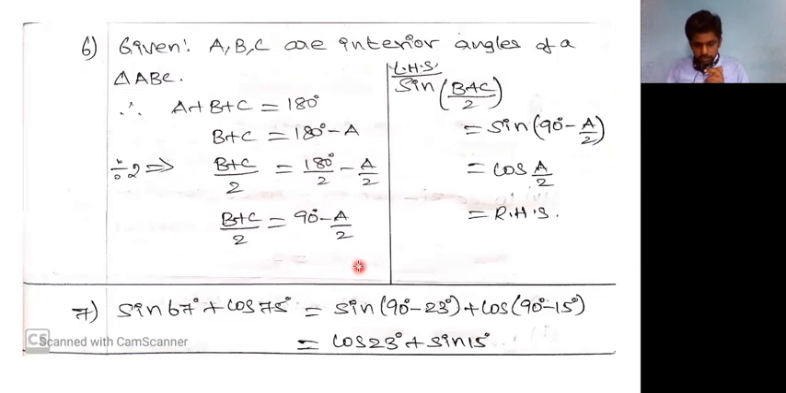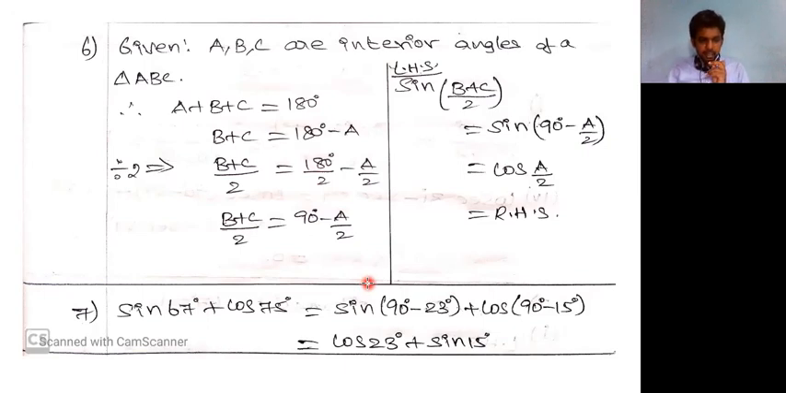Fourth and fifth sums, I want you to try on your own. Substitute the same way. If A plus B is equal to 90 degrees, take B is equal to 90 minus A and substitute in the question, and you will get the answer. Similarly, the fifth one is similar to the third question. You can try it. Moving on to the sixth question.